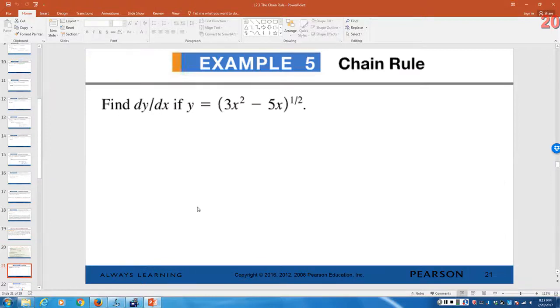If I gave you that function, don't worry about taking the derivative yet. If I gave you that function, what is the outside function? What's f? It's the power of 1/2. What's the inside function?